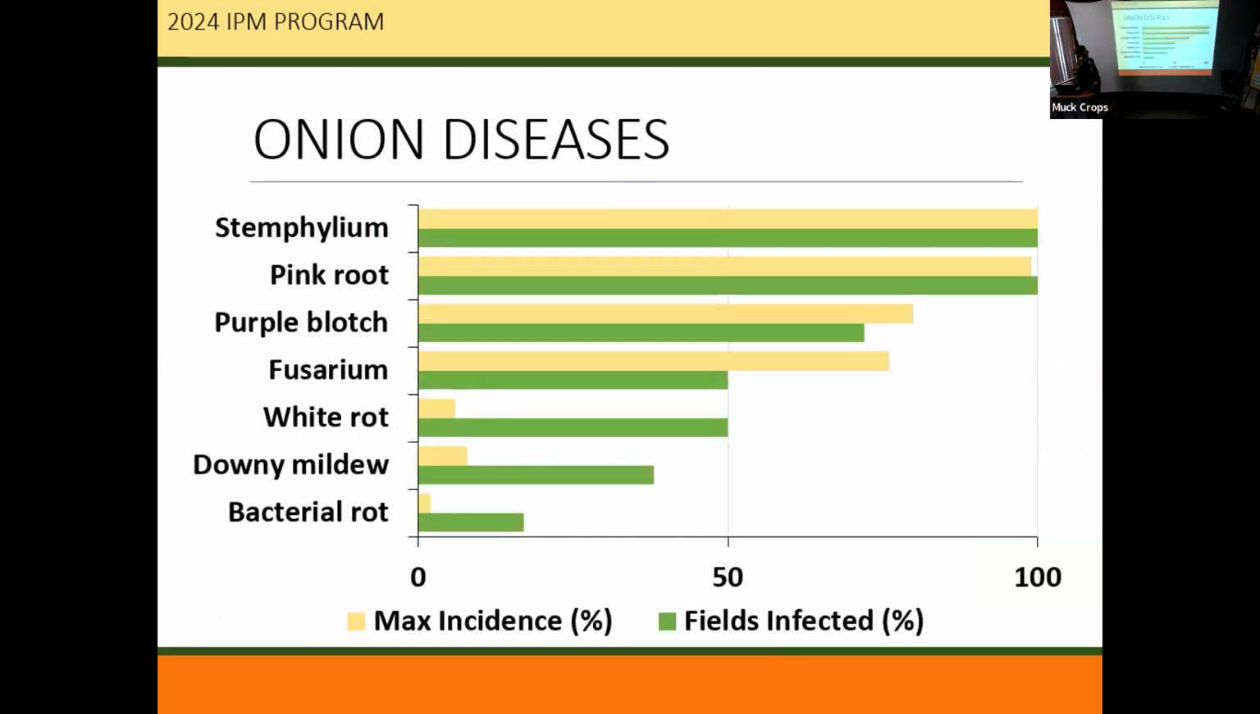So just graphing it out again here, we found Stemphylium and pink root on all scouted onion fields. The max incidence for Stemphylium was 100% in a lot of fields, and severity was quite high in a lot of fields when we were getting up to harvest. Downy mildew, as Mary Ruth had mentioned, we found it in 7 grower fields this year, but it was really just small patches here and there, 1 or 2 patches in a grower field.